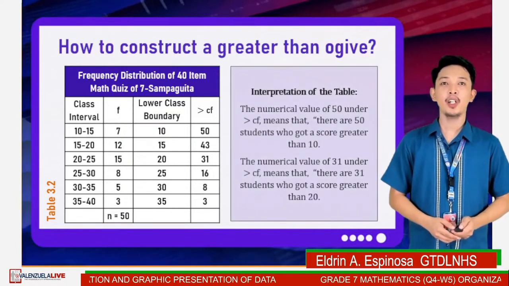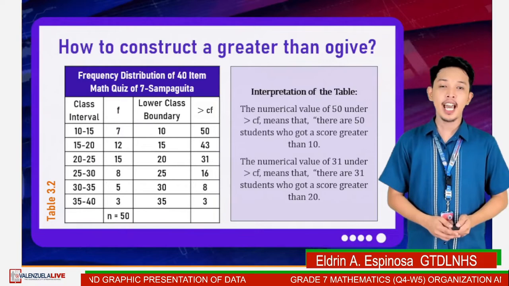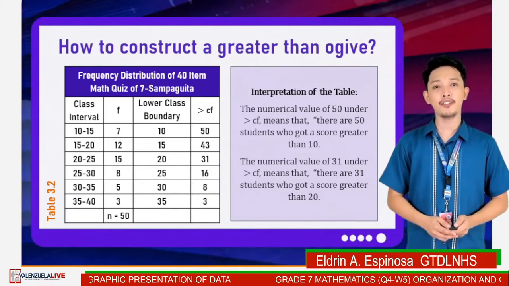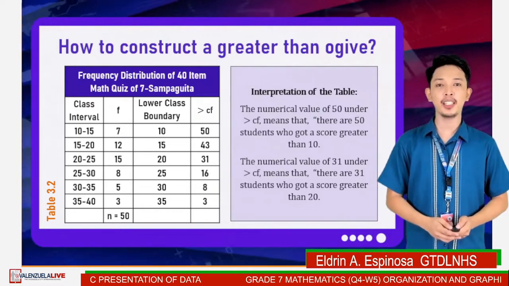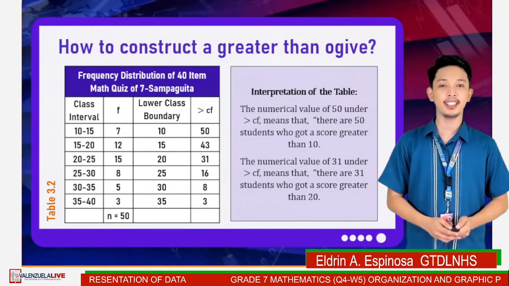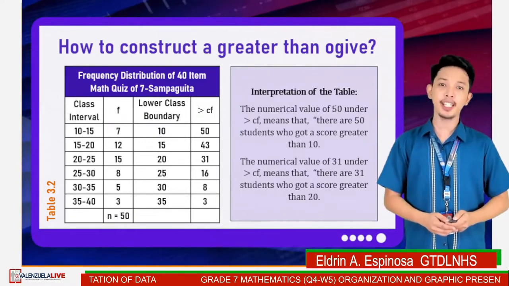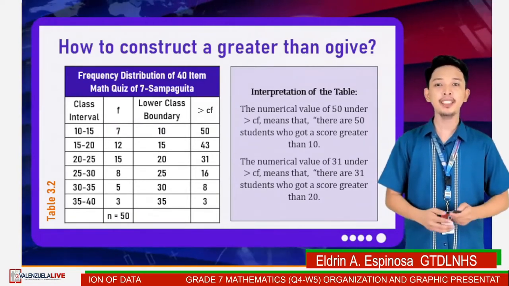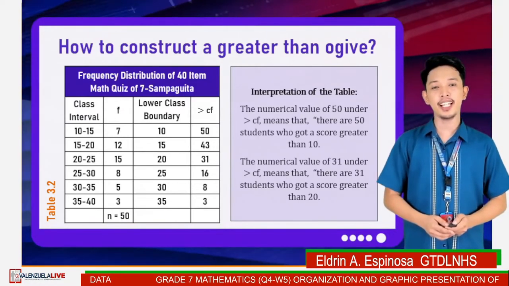Now, to interpret the table, the numerical value of 50 in the greater than cumulative frequency means that there are 50 students who got a score greater than 10. The numerical value of 31 in the greater than cumulative frequency means that there are 31 students who got a score greater than 20.